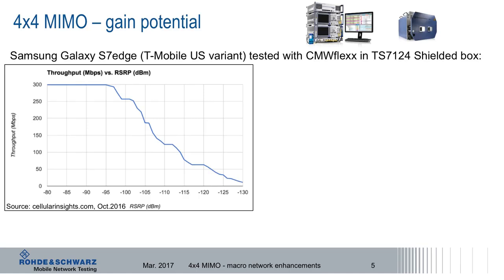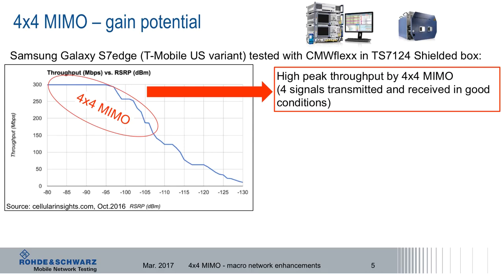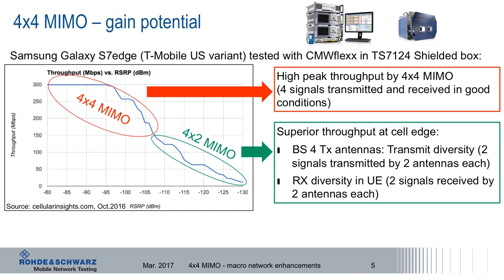And you see from minus 100 dBm downwards, the curve is going down. But what is very important is that you also see quite high values for very low coverage values. So first of all, the 4x4 MIMO gain is on the left side of the graph, where you really have these high peak throughputs by using 4 different signals that are transmitted by the base station and received in good conditions by the smartphone. But again, you see as well the right part of this graph, and this shows more or less the 4x2 MIMO gains.